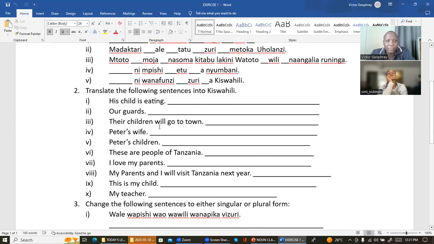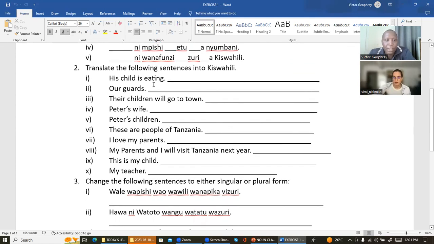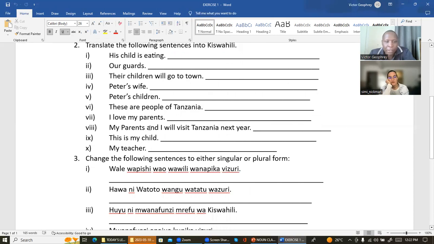I send it to you. Translate the following sentences into Kiswahili, then send them to me. His child is eating our guides. Their children, when you go to town, Peter's wife, Peter's children, these are people of Tanzania. I love my parents. My parents and I will visit Tanzania next year. This is my child, my teacher.